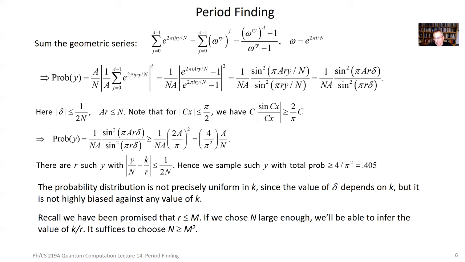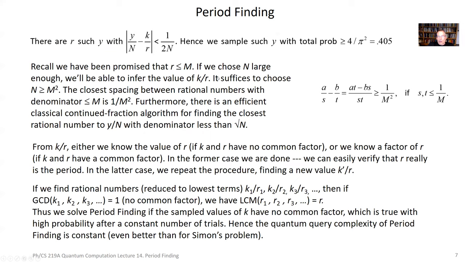So why do I say that? Well, it's pretty simple. Suppose there are two rational numbers, here they are, a over s and b over t. I suppose they're not equal to one another, so their difference is not zero. What is their difference? Well, I can write it as some numerator, at minus bs, divided by st. And if both denominators are no larger than m, remember we're considering the case in which r is in the denominator and we know that r can't be larger than m, then this difference of rational numbers has to be at least as large as 1 over m squared.